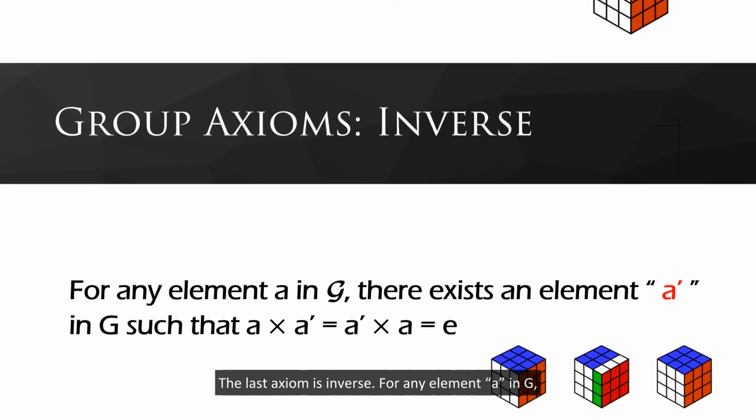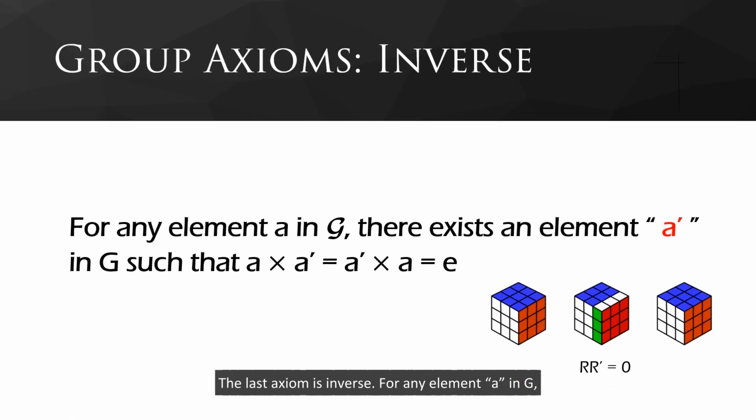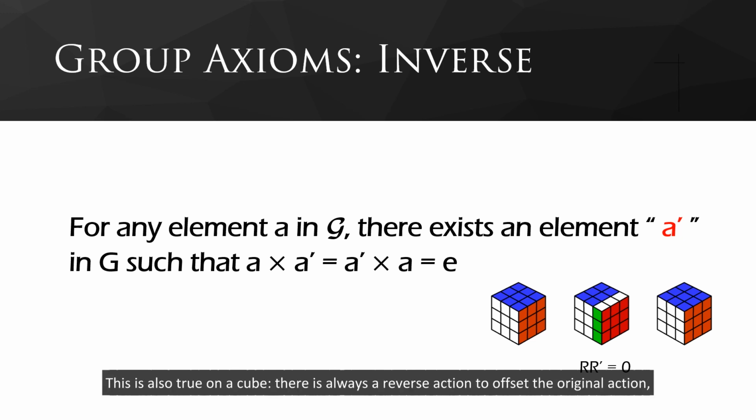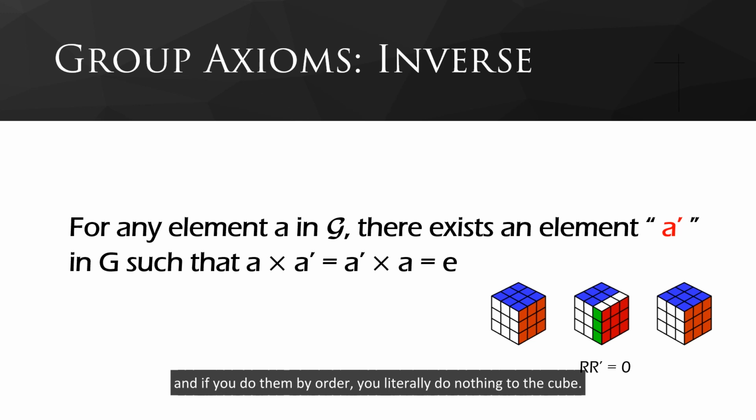The last axiom is inverse. For any element A in G, there exists an element A prime in G, such that A compose A prime equals A prime compose A and equals back to E, the identity. This is also true on a cube. There's always a reverse action to offset the original action, and if you do them in order, you literally do nothing to the cube.